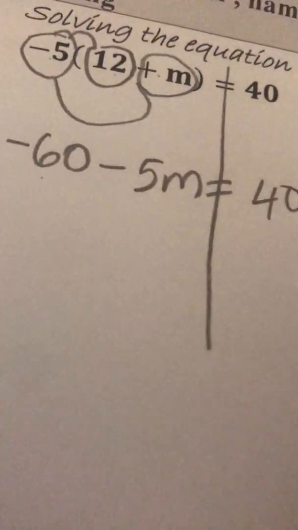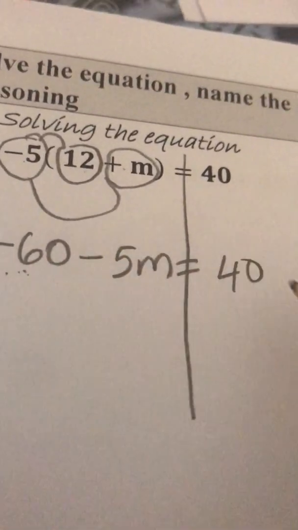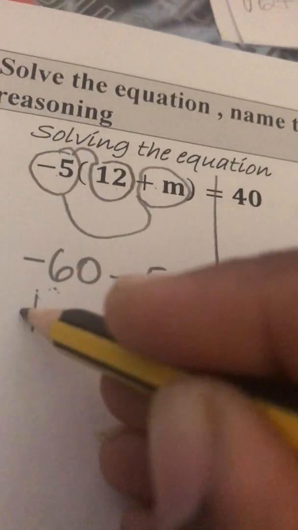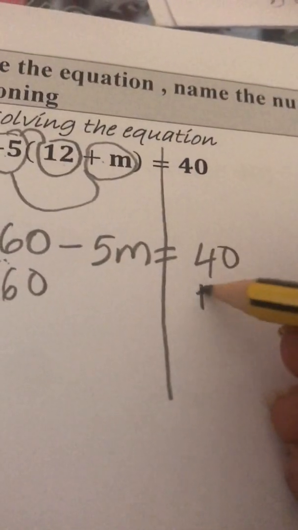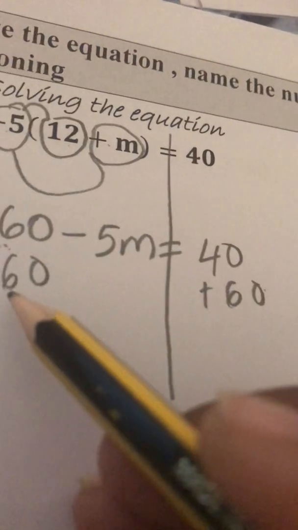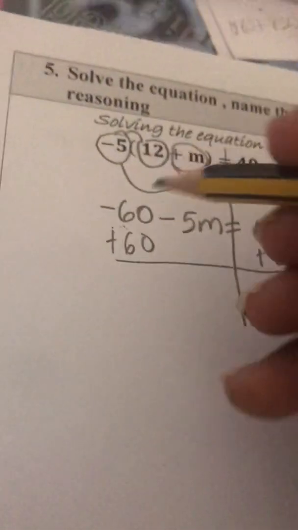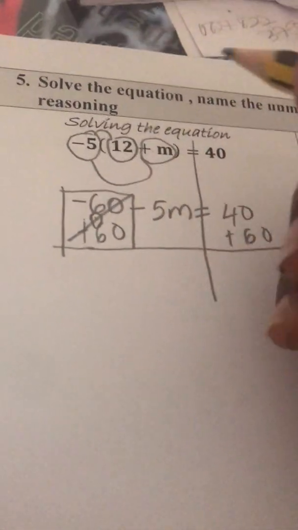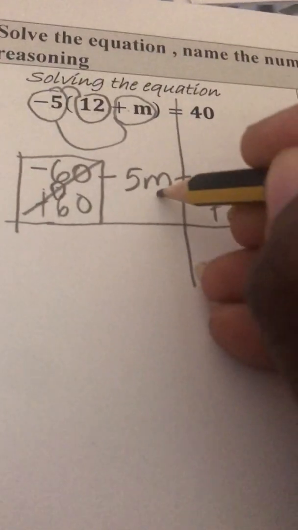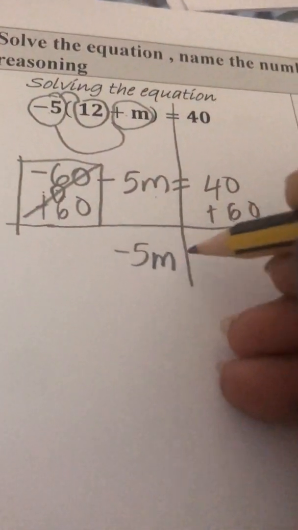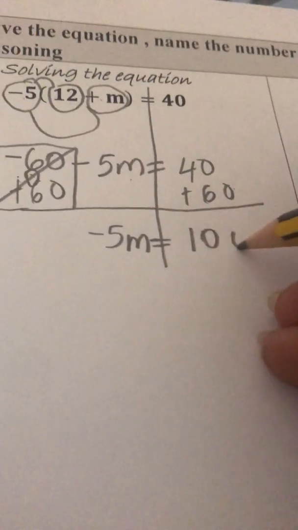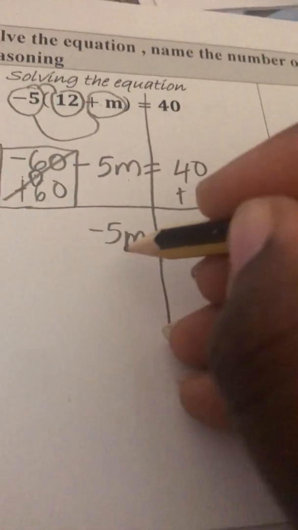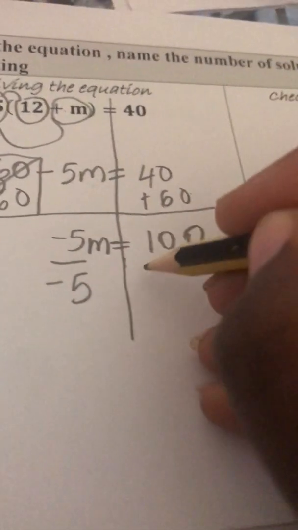Okay? Then I continue solving. I'm going to move my number to the right. Since it is negative, I will add 60 on both sides. I am doing addition property of equality. So this will become 0 because of additive identity. A number plus its inverse gives me 0. What am I left with? -5m is equal to 100. What do I do? I divide both sides by -5.